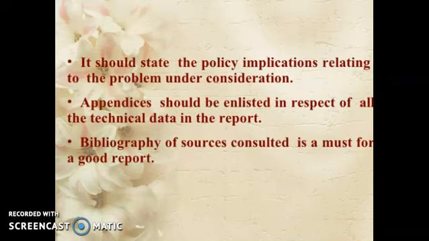It should state the policy implications relating to the problem under consideration. There is something called the bibliography or appendix, which should be enlisted in respect of all the technical data in the report. Whatever you are mentioning in the report should be acknowledged at the end, in the last chapter. Before that, we have the bibliography, the sources consulted in most good reports. So you have to mention that bibliography at the end.